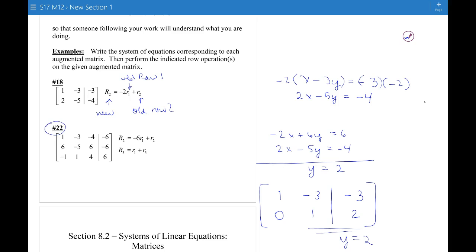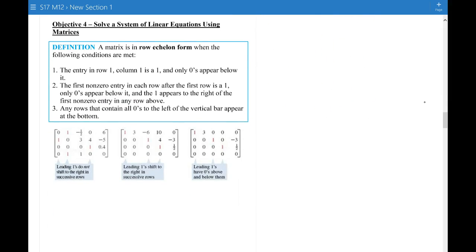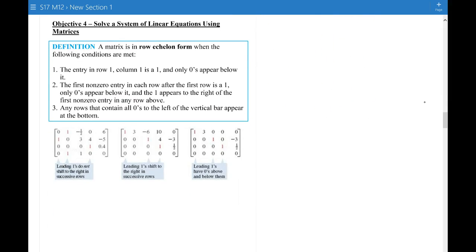Okay, so let's do number 22 in class together and see why you would want to do those steps. So what we want to do with all of this is to solve a system of linear equations using matrices. So the goal is to get it in what's called row echelon form. So you want the entry in row 1, column 1 to be a 1. So this is not in row echelon form because row 1, column 1 is not a 1. This one might be and this one might be.